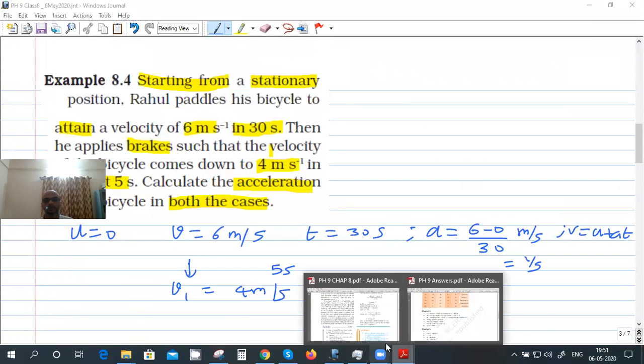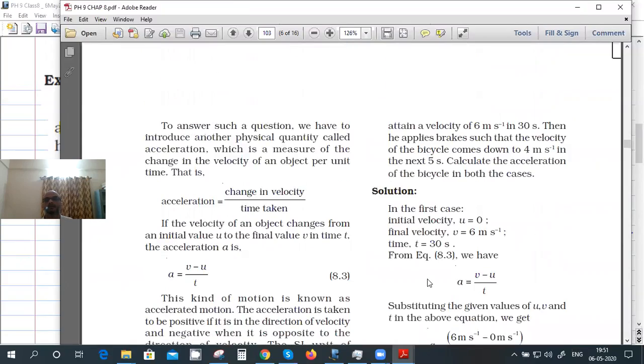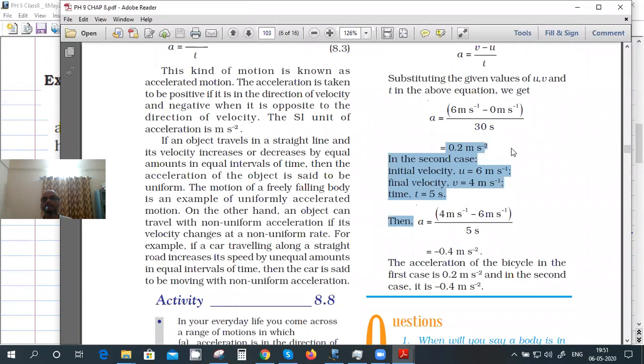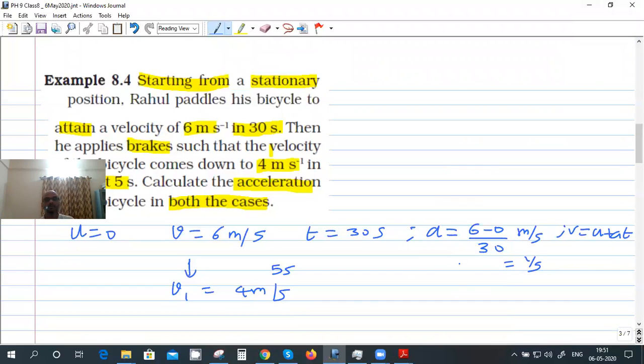Example 8.4. Okay. So the first one you got is 0.2. Yes, sir, the 1/5. And the second one I got minus 2/5, which is the same as minus 0.4. Okay, so again, it's the same formula. Acceleration is V minus U, that is 4 minus 6 divided by 5. That is minus 2 by 5, and this is minus 0.4.